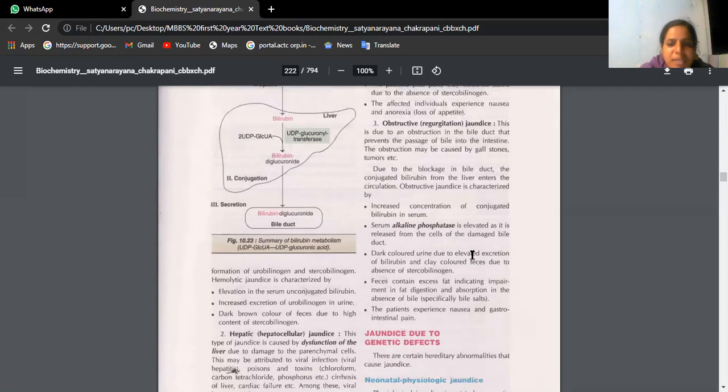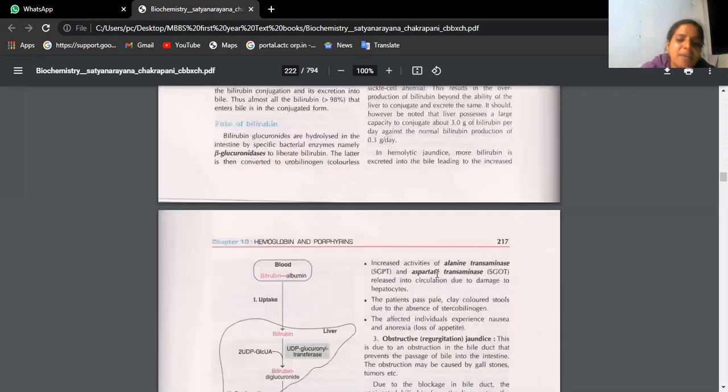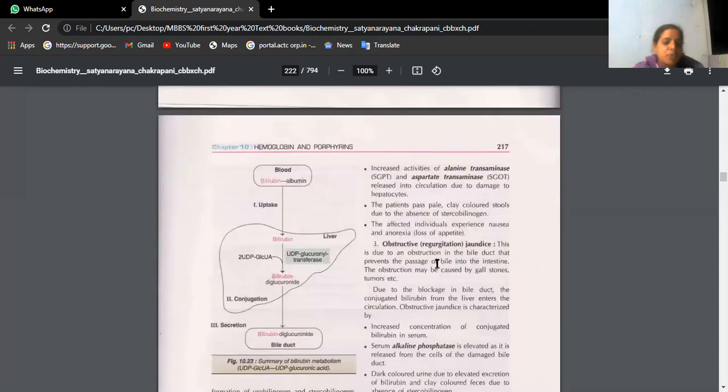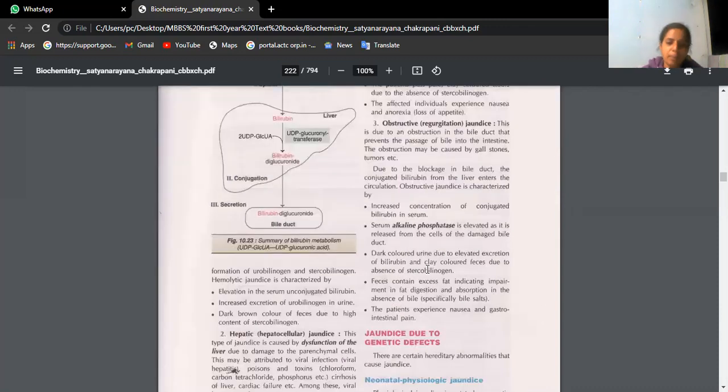In obstructive jaundice, generally you will see conjugated bilirubin levels rising, and another enzyme which helps us diagnose this disease is alkaline phosphatase. And in hepatocellular jaundice, we also find SGOT and SGPT levels increased in blood. So these are the three types of jaundice. Any questions we got?